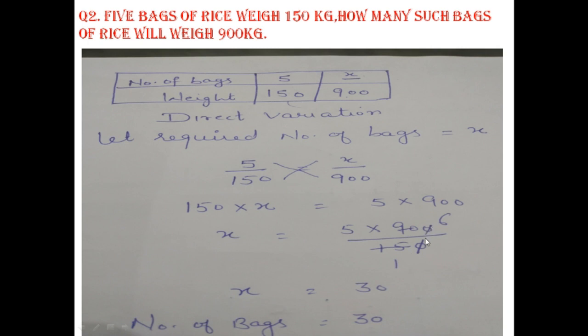This 0 will cancel this 0. 15 ones are 15, 15 sixes are 90. And we are left with 5 multiplied by 6. Multiply these two numbers, we will get 30. It means number of bags are 30 and their weight will be 900.